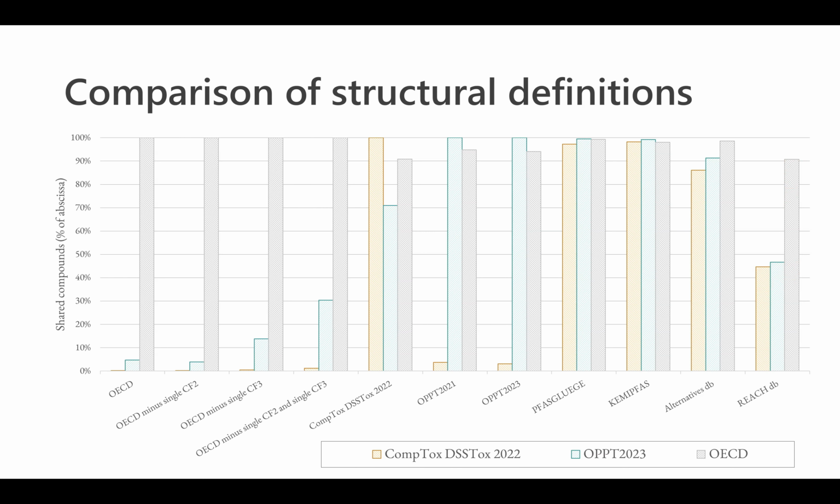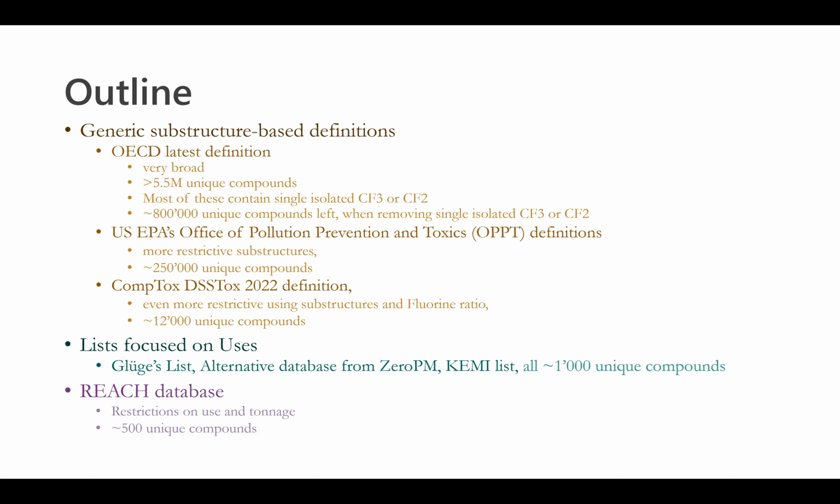So in summary, we have generic substructure-based definitions that can be applied on any compound for which we have a structure. We have the broad definition of the OECD that requires only compounds to have CF2 or CF3 to be a PFAS. This definition captures more than 5 million compounds. It tackles the issue of persistence, but it is largely made of compounds with single isolated CF3s.